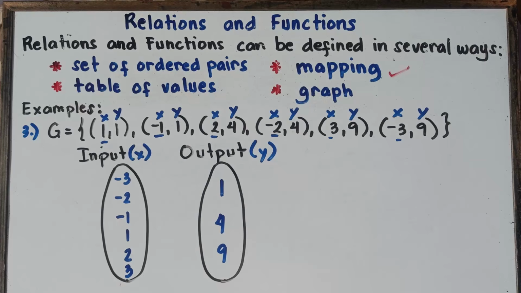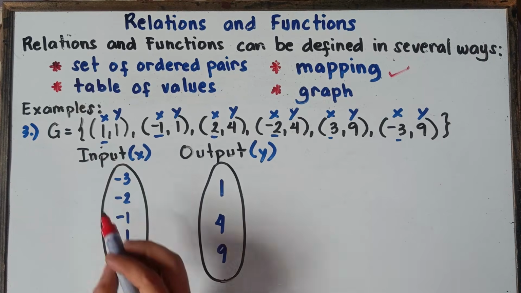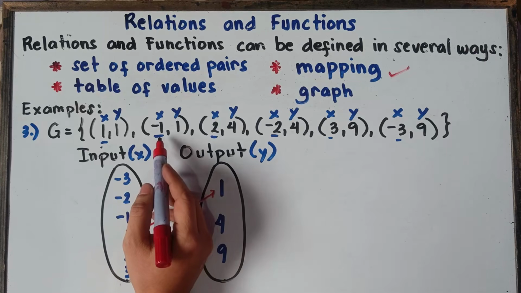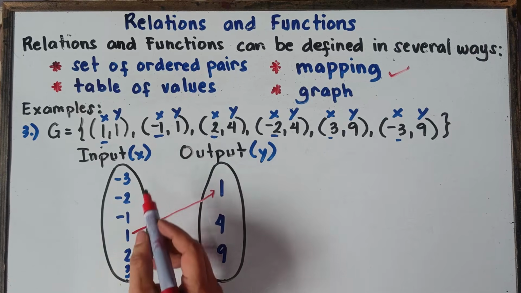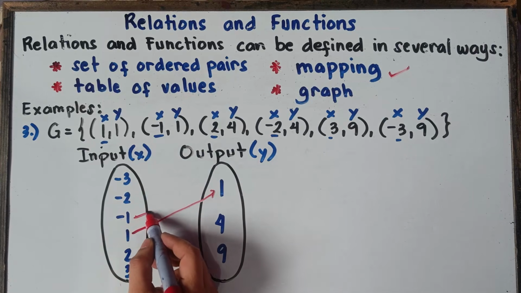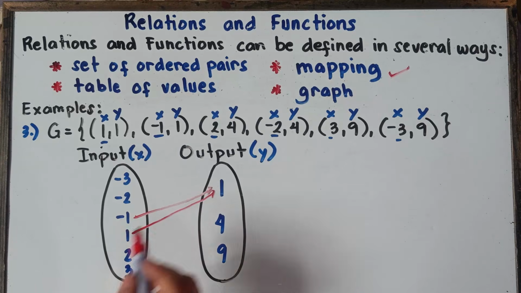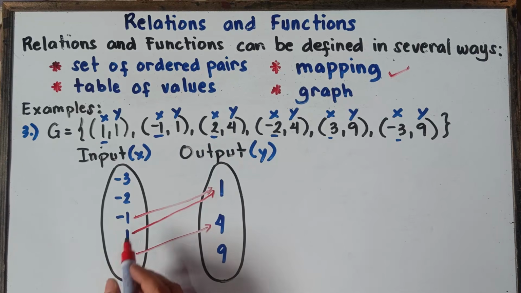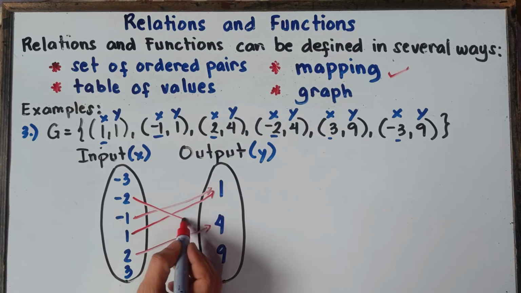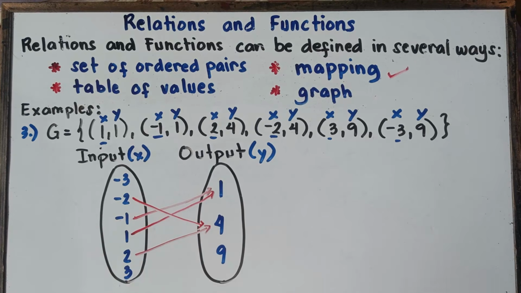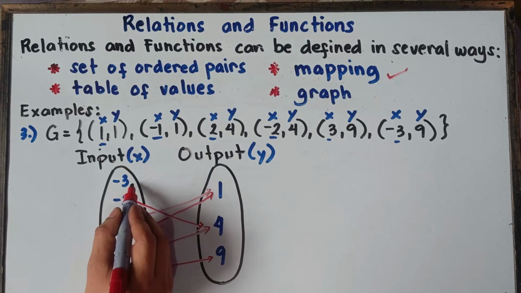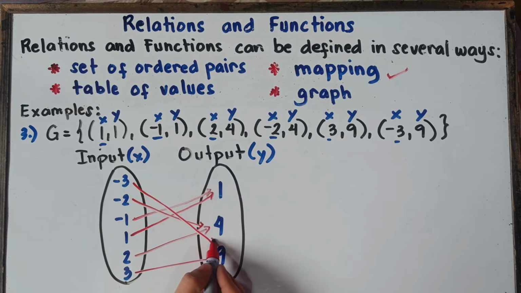Alright, let's do it step by step. Let's start with the first ordered pair, positive 1 and then 1. This one right here. Second ordered pair, we have negative 1 and then 1. Do it step by step, class. Negative 1 and then 1, this one right here. We have positive 2 and then 4, this one right here. We have negative 2 and then 4. Then positive 3 and then 9, this one right here. And then last one, we have negative 3 and then 9, this one right here.